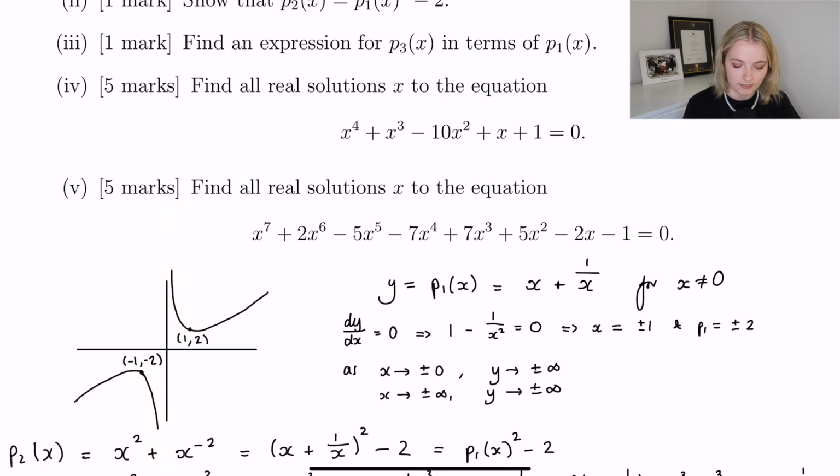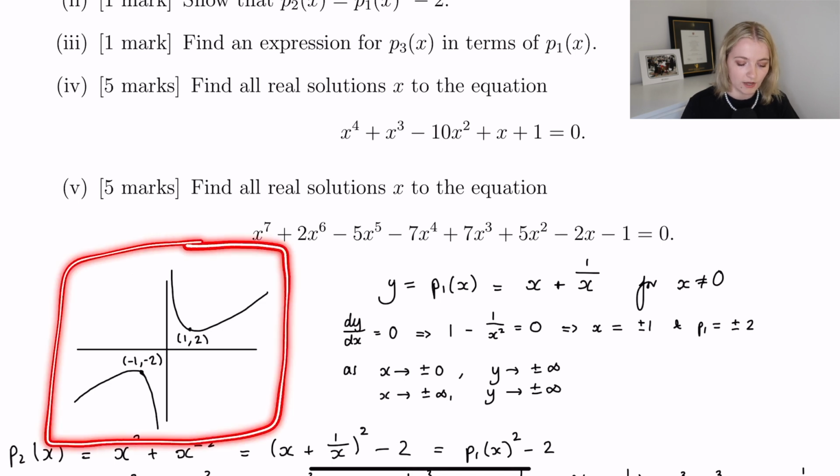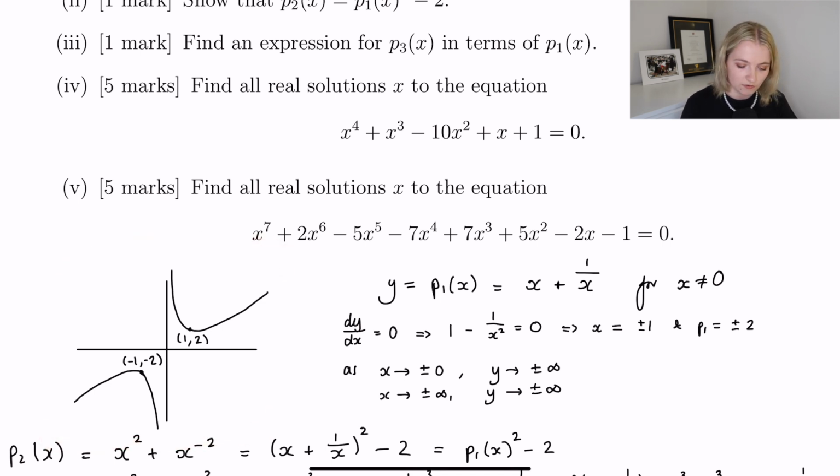We can do the same as x tends towards plus or minus infinity itself. We know this value is going to go infinite, and this value here is going to tend towards 0. So as x tends towards plus or minus infinity, y here, which we've denoted as p1 of x, is going to tend towards plus or minus infinity as well. On the other side, this is going to tend towards infinity, and this is going to tend towards negative infinity. And so this is the sketch that you'll get full marks for here. So that's the first one ticked off.